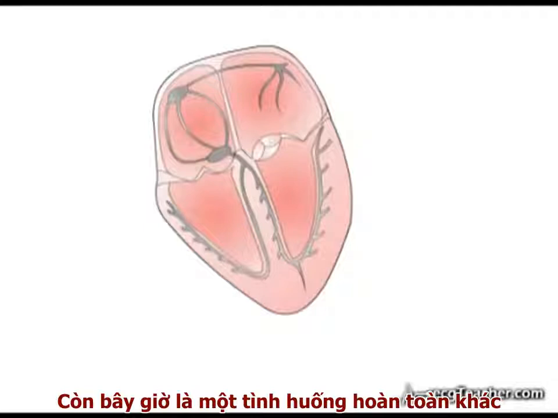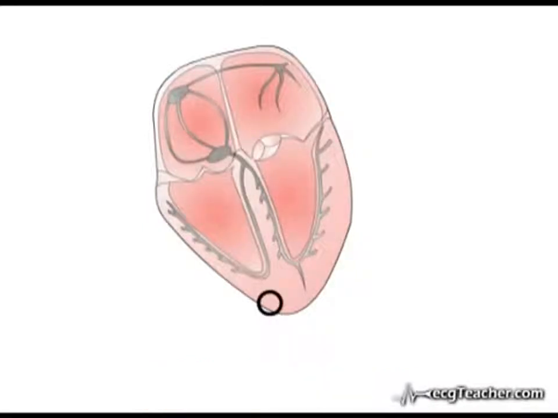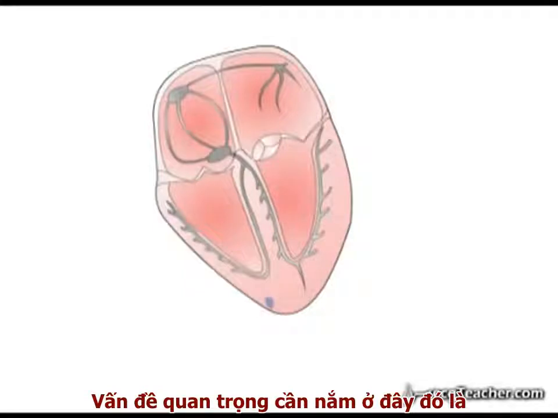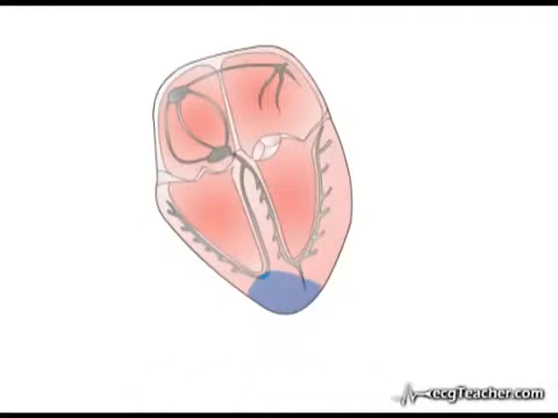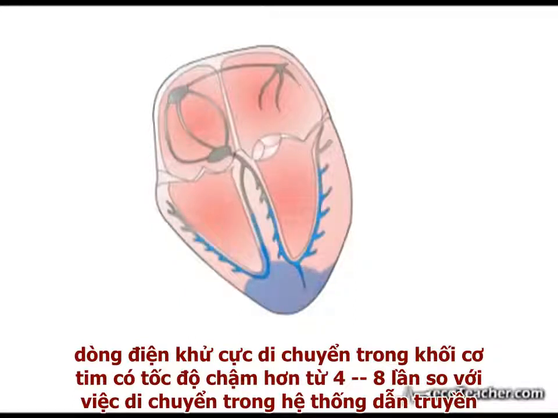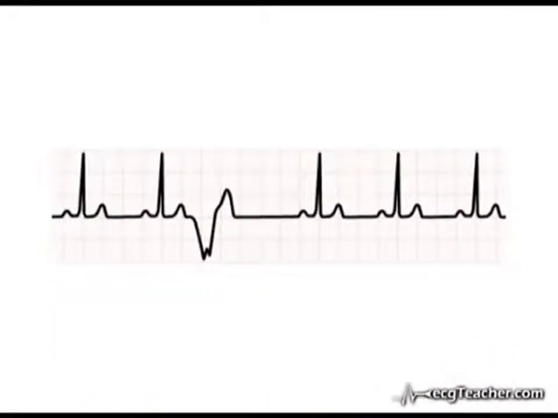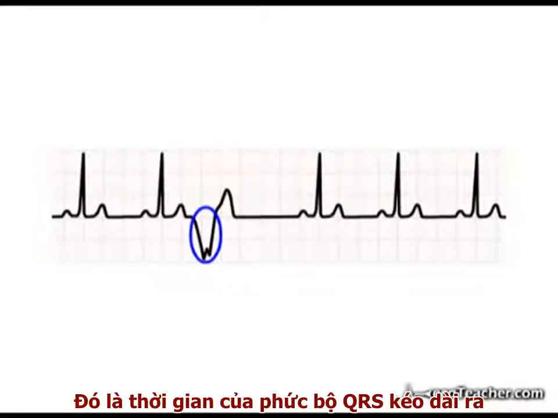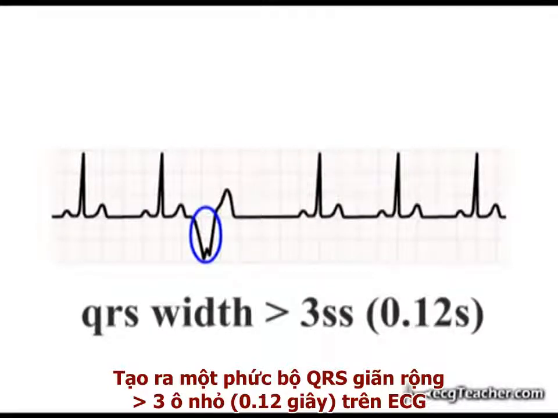Now here's a different situation. In this case, the site of increased automaticity generating the ectopic beat is located in the ventricle. The key point to note here is that the current is transmitted, at least in part, outside the ventricular conducting system. Depolarization moves through myocardium 4 to 8 times more slowly than through conducting tissue. So the characteristic of a ventricular ectopic is that the QRS complex is prolonged in duration, resulting in a broad QRS complex greater than 3 small squares on the ECG readout.